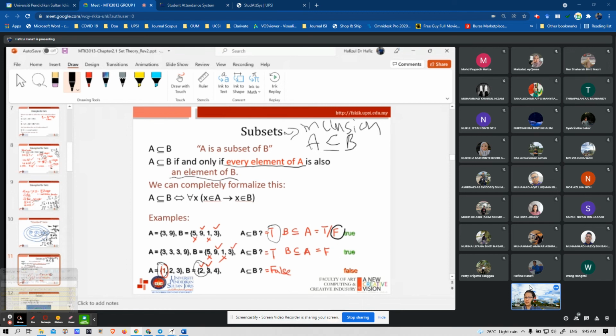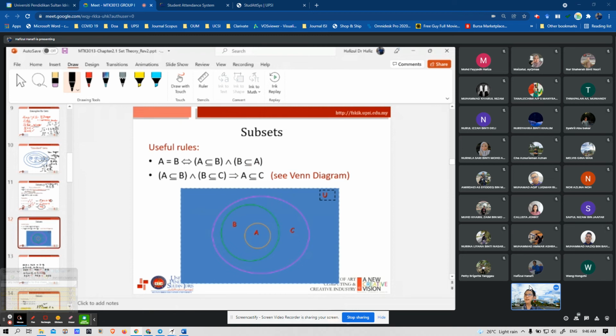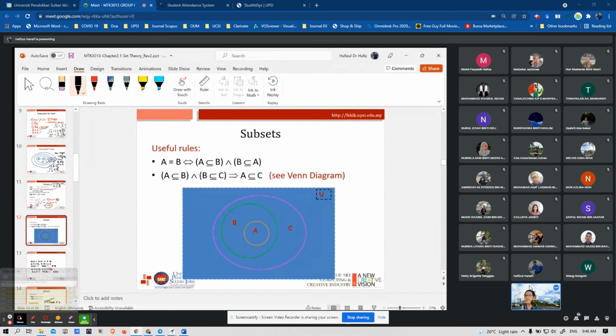Okay, or the other name is inclusion. Is A an inclusive member of B? The answer is false. Okay, this one is a useful rule. We have a Venn diagram.